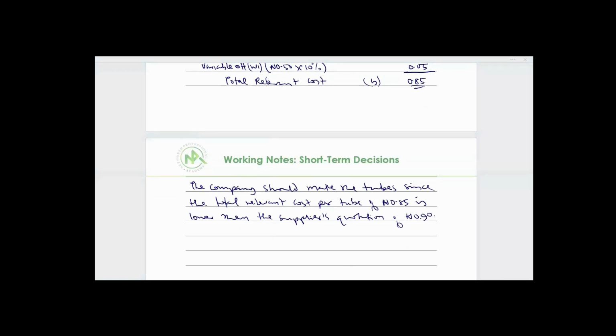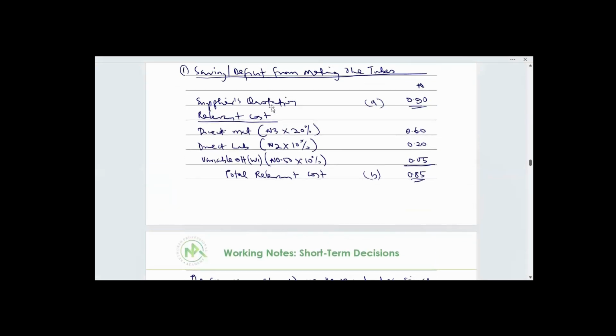Number two, what will be the maximum purchase price acceptable to Shangote Edo Nigeria Limited for the tubes? Show calculation to support your answer with an appropriate explanation. The examiner is asking, what will be the maximum purchase price acceptable to the company? Something that costs you 85 kobo, can you pay anything higher than 85 kobo? No, sir.